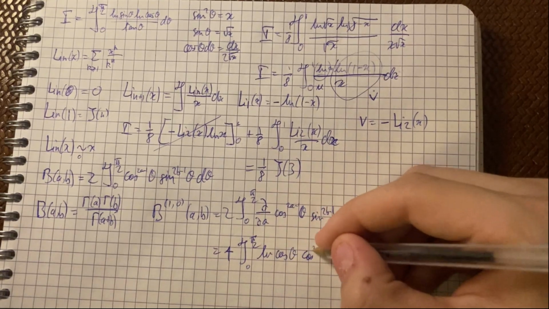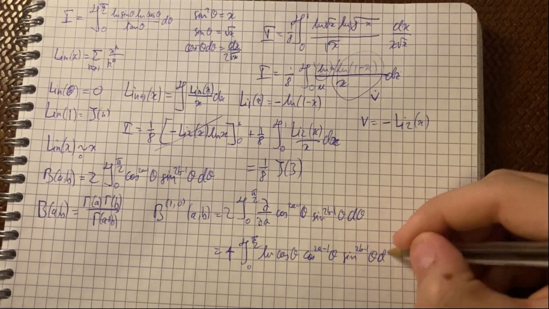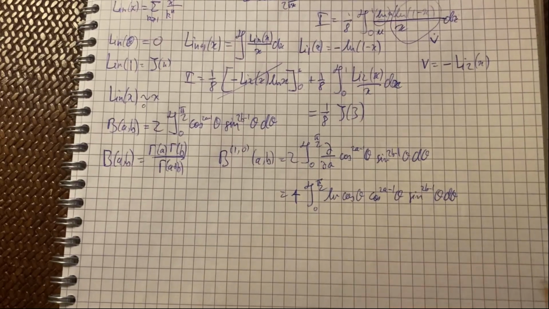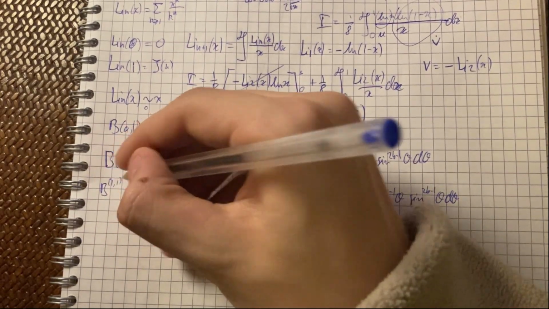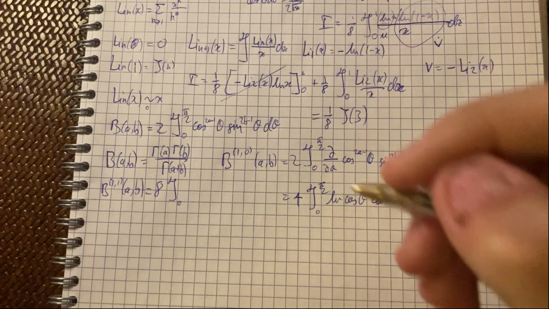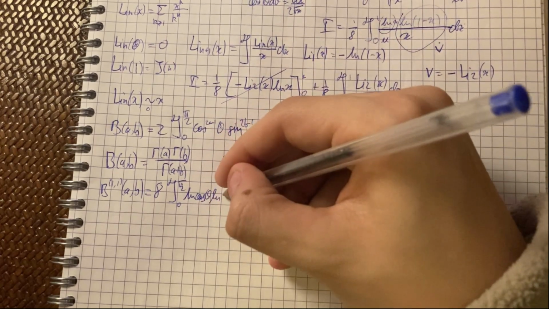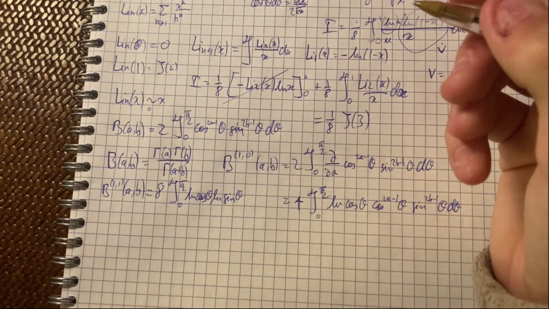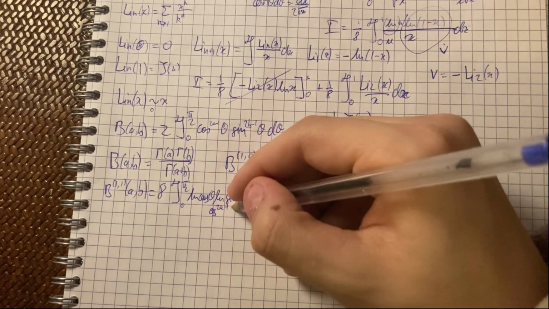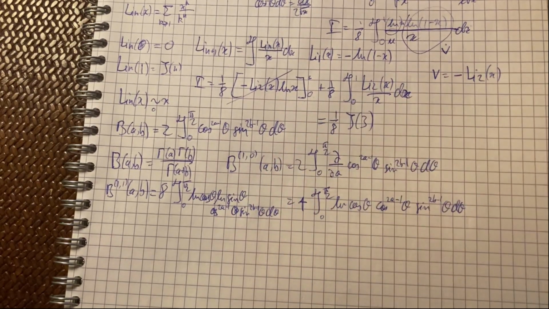theta, cosine 2a minus 1 theta, sine 2b minus 1 theta, d theta. By the same development, we can prove that beta 1 1 of a b equals 8 times the integral from 0 to pi by 2 of log cosine theta, log sine theta, and, don't have enough space, times cosine 2a minus 1 theta, sine 2b minus 1 theta, d theta.